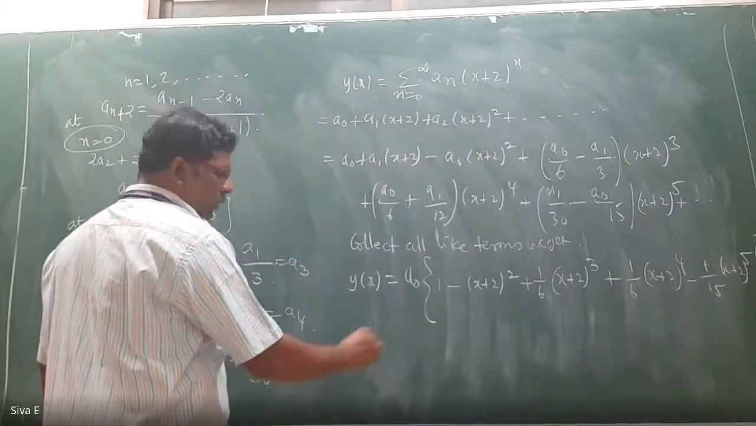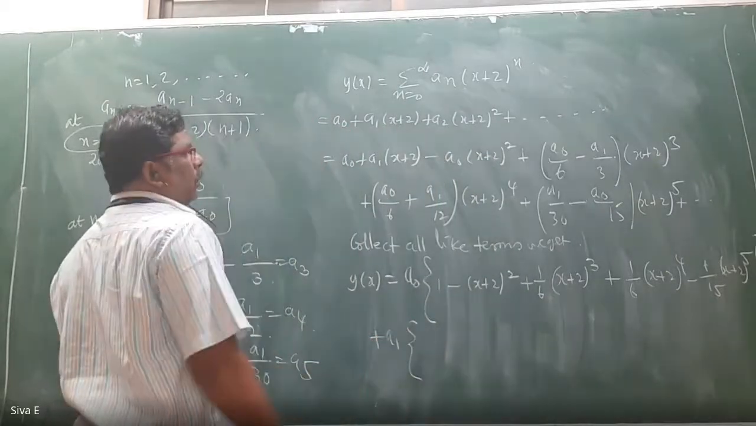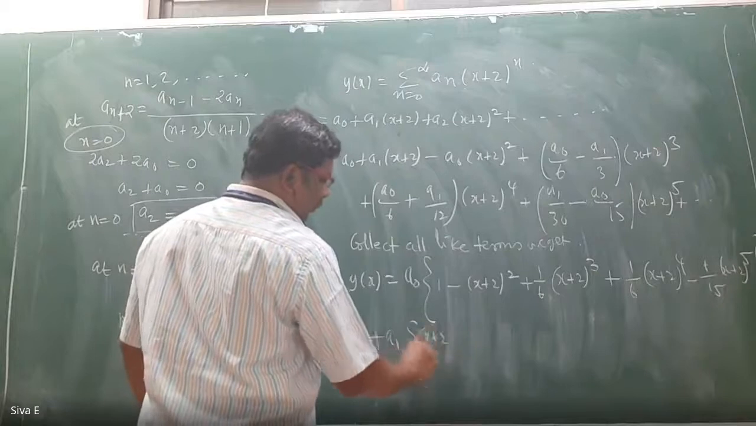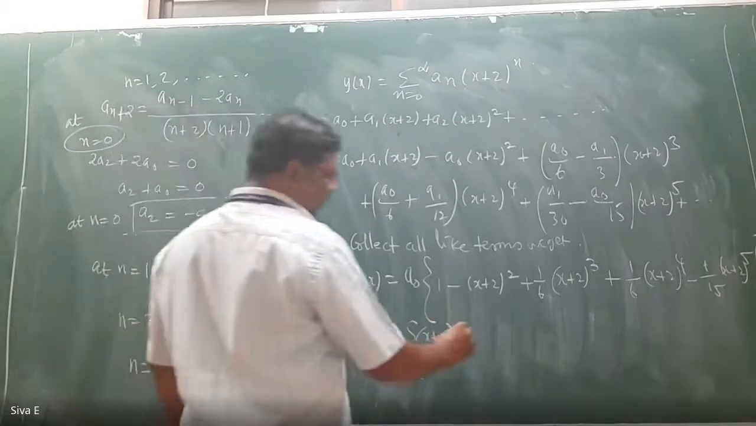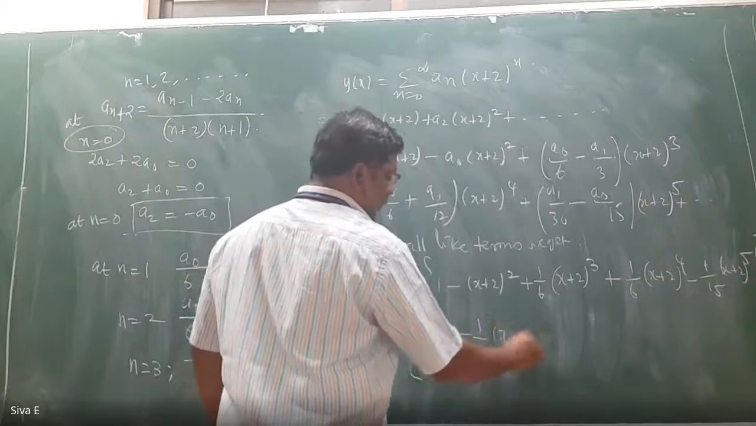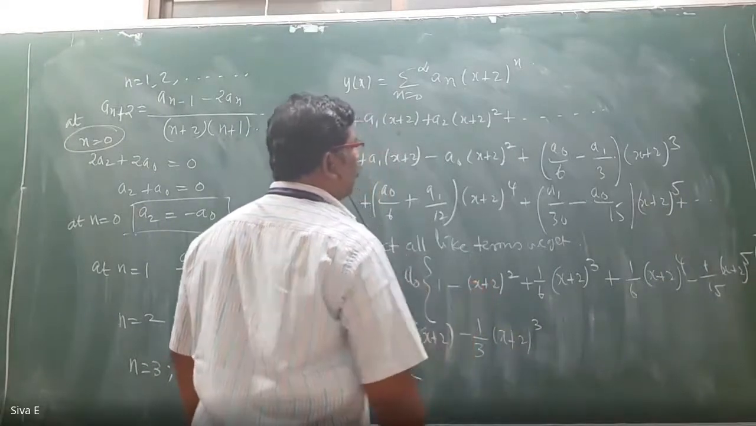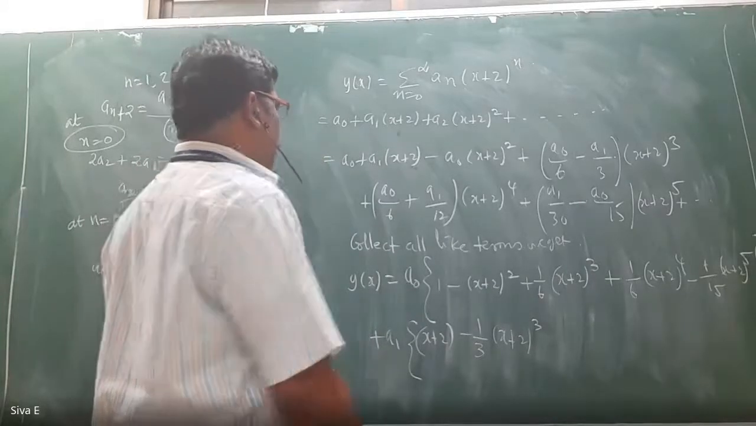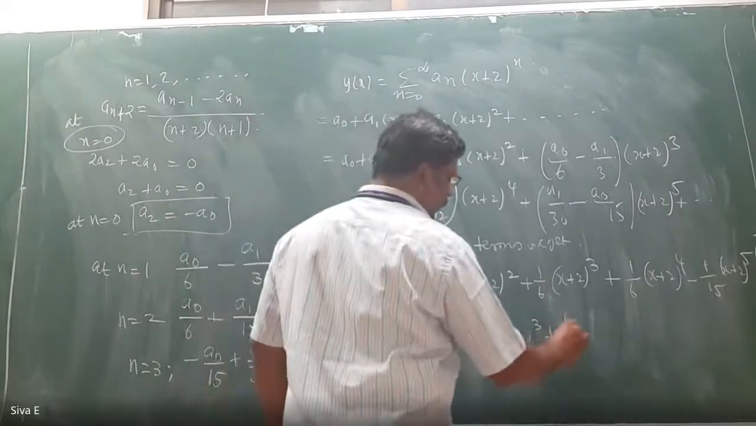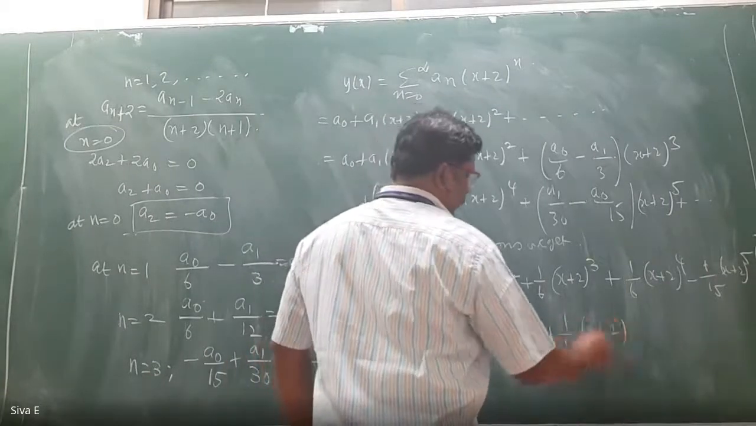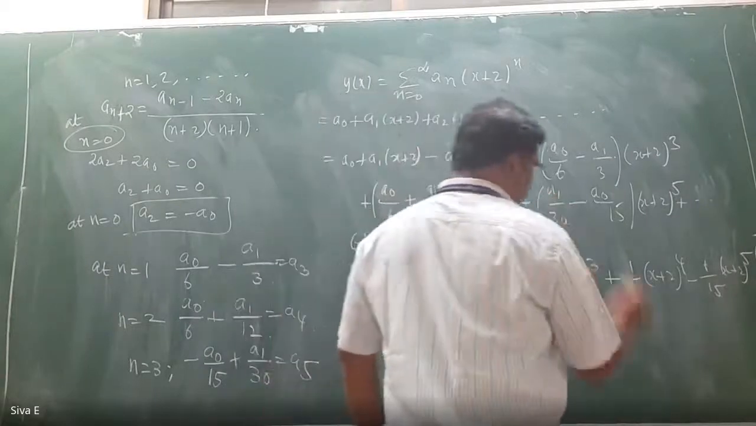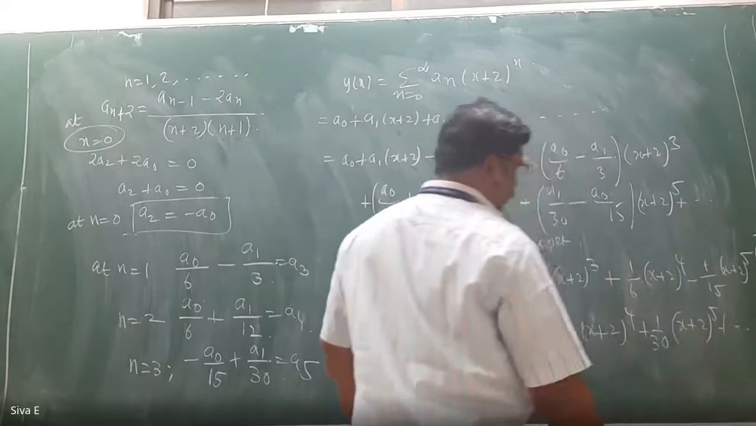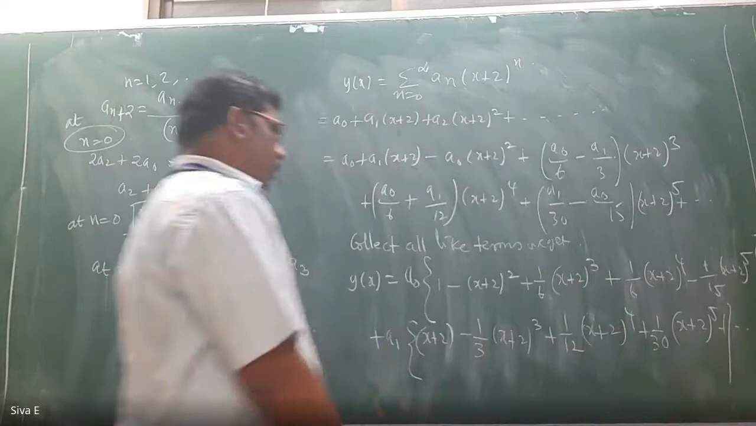plus a1 into x plus 2 minus 1 by 3 x plus 2 whole cube plus 1 by 12 x plus 2 whole power 4 plus 1 by 30 x plus 2 whole power 5. That's it. This is the answer for this.